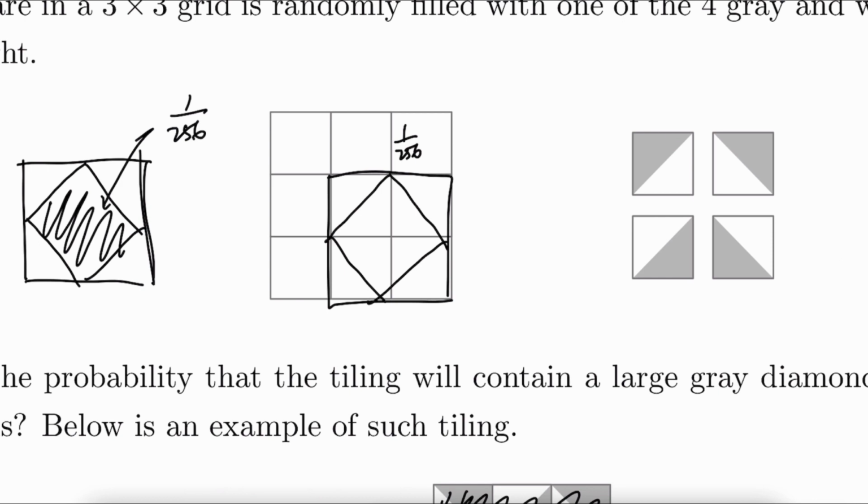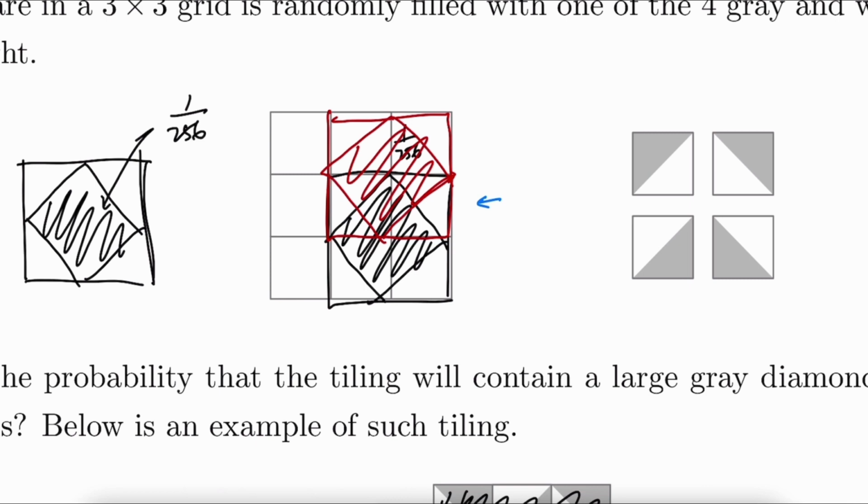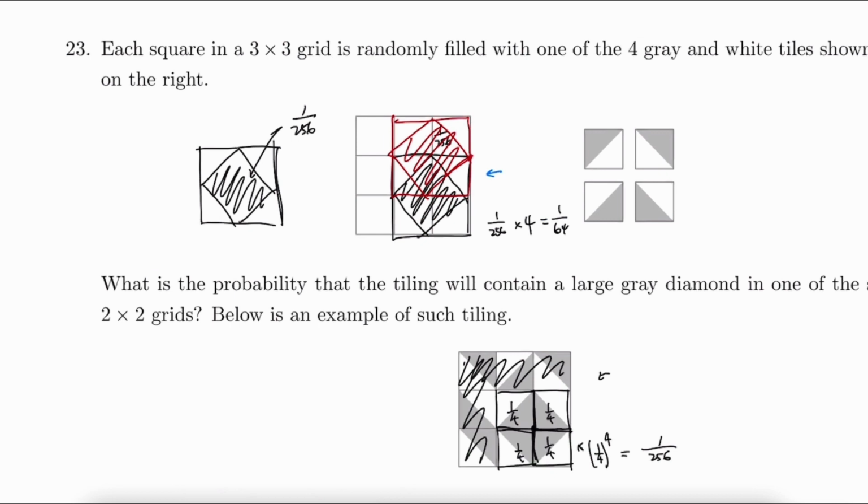Because if we have this, and we want this to happen, these two squares don't know what to do. They have to orient differently depending on different ones. So they actually overlap. They cannot happen at the same time, which means that we can just add up these probabilities. There are 4 of them, 4 of the same probabilities, same as multiplying, which is 1 over 64. So our answer for this problem is C.